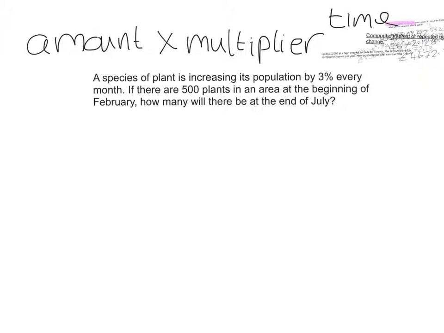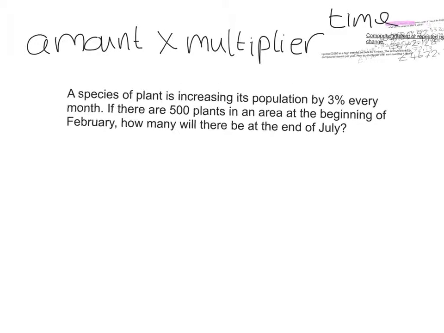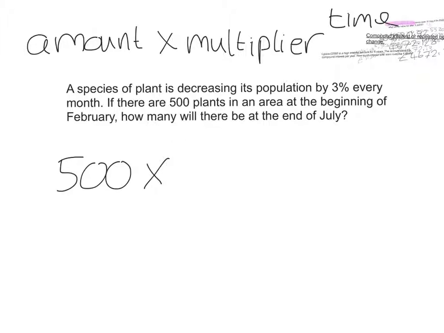A species of plant is increasing its population by 3% every month. If there are 500 plants in an area at the beginning of February, how many will there be at the end of July? Now, I've actually just realised that I've used an increase again here and I haven't actually done a decrease yet, so let's just change that. Okay, so a species of plant is decreasing its population by 3% every month. So you've got 500 plants at the start. If it's decreasing by 3%, take 3% away from 100, 97%. So the multiplier is 0.97. And then it's to the power of the time.